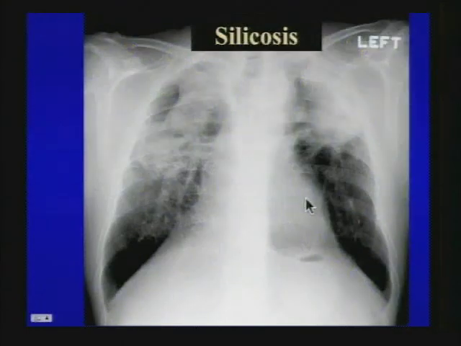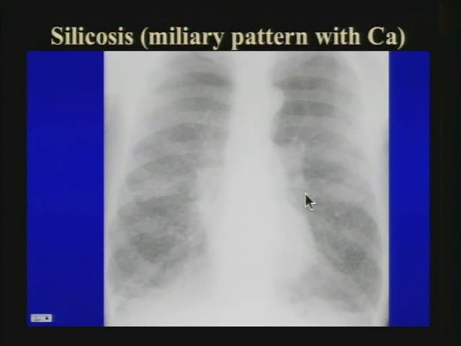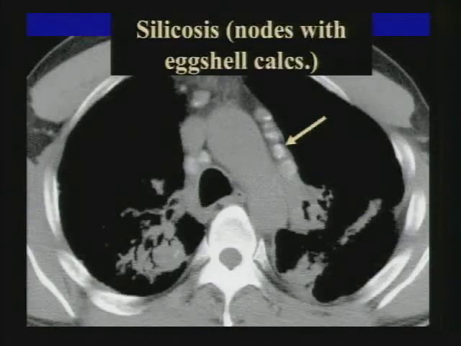This was silicosis. Silicosis can also present with nodules, which tend to be upper lobe predominant, usually posterior. They can also present with calcified nodes, again, classically eggshell, but since this is an uncommon disease these days, this is more likely going to be sarcoid, even though this person did have silicosis.